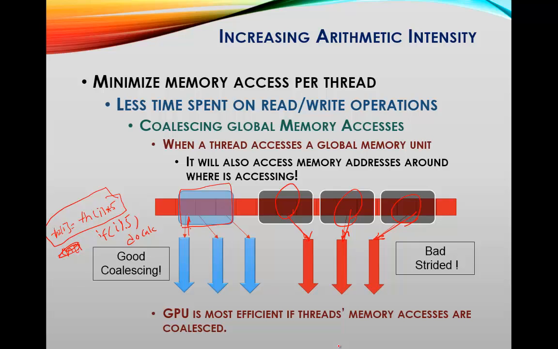A good example of coalescing of memory operations, of the memory patterns that we talked about, was the idea of transpose.